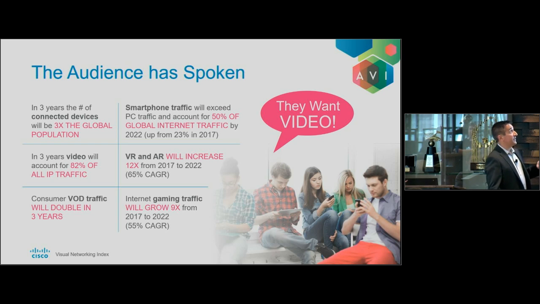So some staggering statistics, in my opinion. There's a document every year that comes out called the Visual Networking Index from Cisco, and you can Google it. It's a wealth of information, and it talks all about video over a network. Private networks, corporate networks, wide area internet, all of that. And some of the numbers are just staggering.